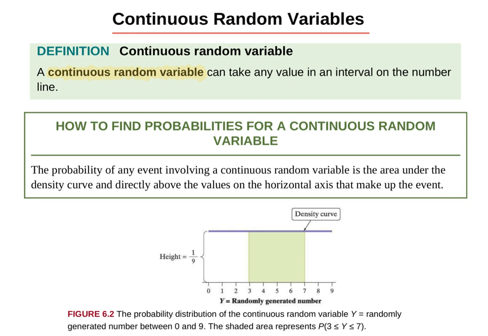So how we find the probability for a continuous random variable is a density curve. Remember those? That is just taking a rectangle and finding the area. So the probability of any event involving a continuous random variable is the area under a density curve and directly above the values on the horizontal axis that make up the event. So, for example, that density curve.